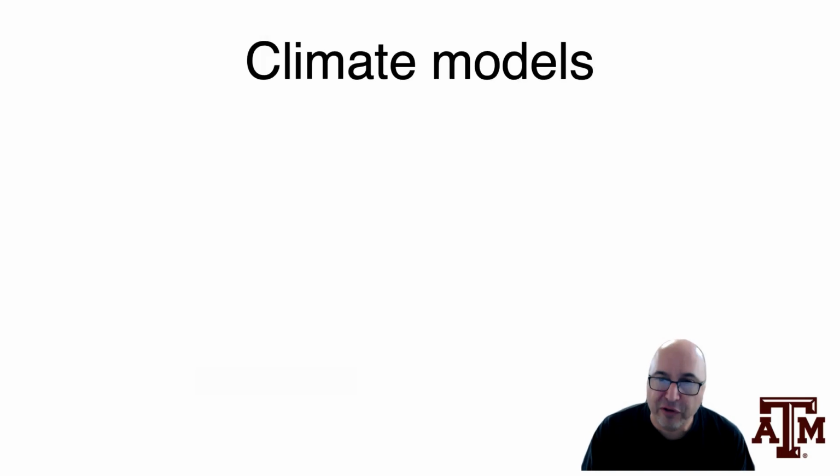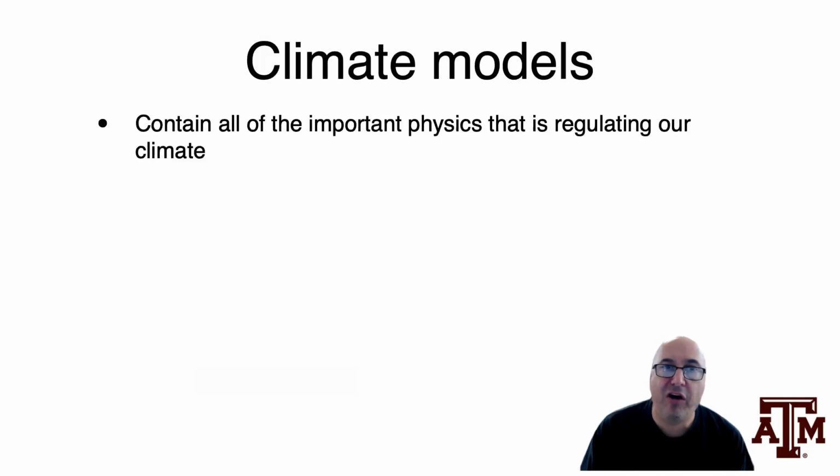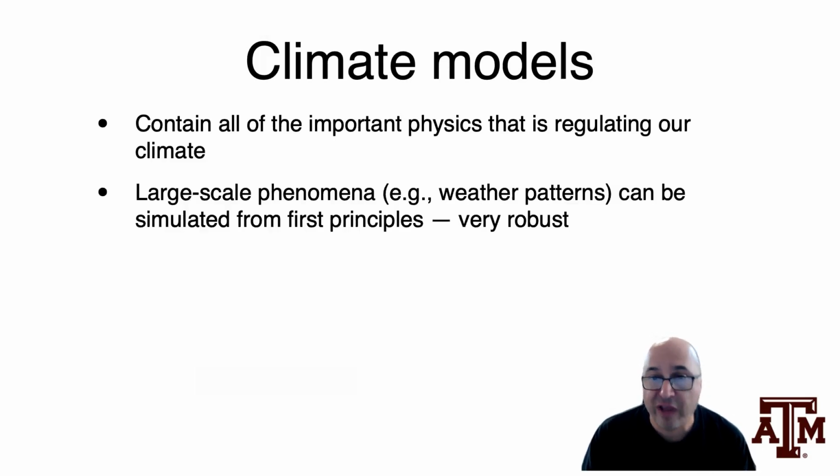So just to review, climate models contain all of the important physics that we think is regulating our climate. And people are always adding new things as they come up, and we realize, oh, this process might be important. So models are always improving. They're always becoming more sophisticated. Large scale phenomena, things like the weather pattern, can be simulated from first principles. You just put F equals ma into your model and the rotation of the earth and sunlight and those things, and voila, you get weather that looks right. And these things are very robust, and we can expect that the model will do a good job on those.